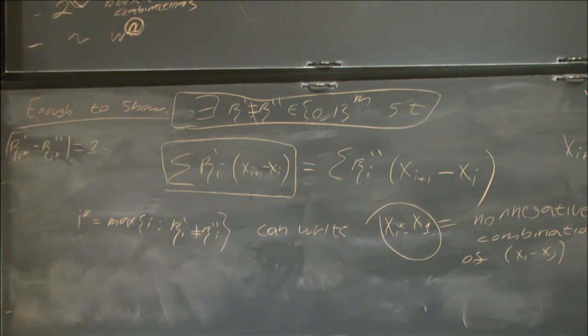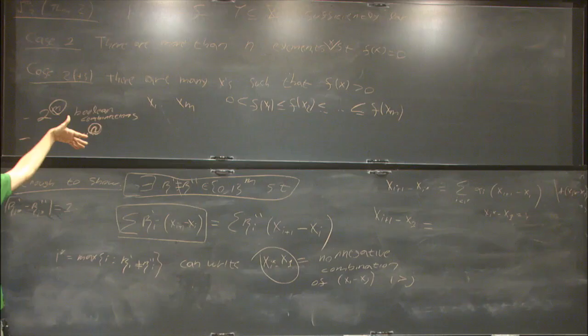N is constant. N is the dimension. We think of it as a constant. M we can increase. We want to show that when m is sufficiently large, we'll have two things that are equal. And yeah, so that's it. Now there's just calculation to do.